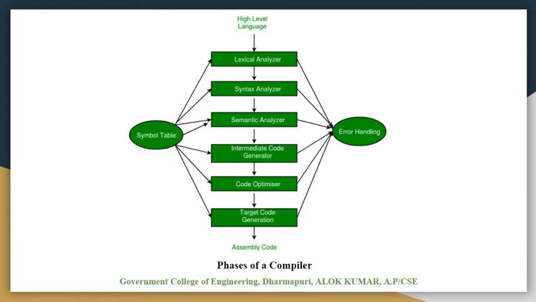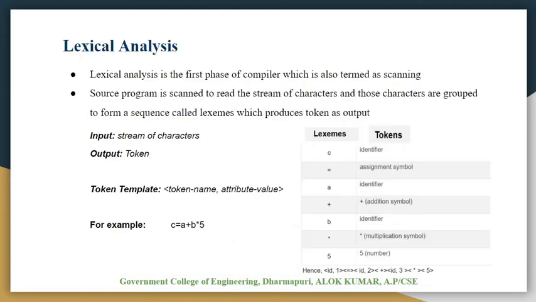Now from this diagram you can see that there are totally 6 phases for a compiler: first one is lexical analyzer, syntax analyzer, semantic analyzer, intermediate code generator, code optimizer, and target code generation. Symbol table and error handling are both attached to all phases of a compiler. And the compiler takes a high level language as input and converts it into assembly code, or we can say low level language.